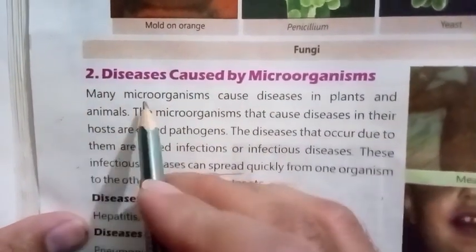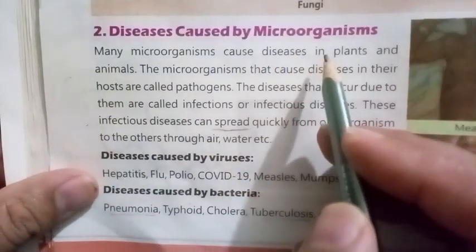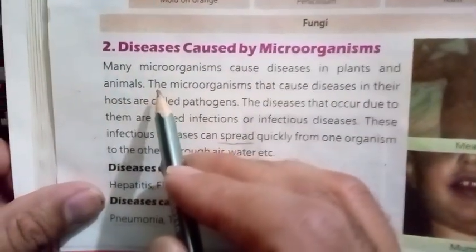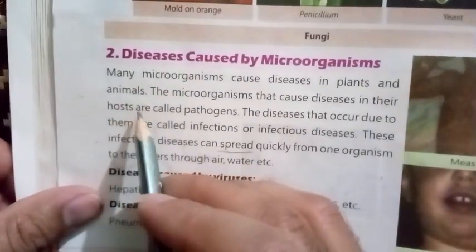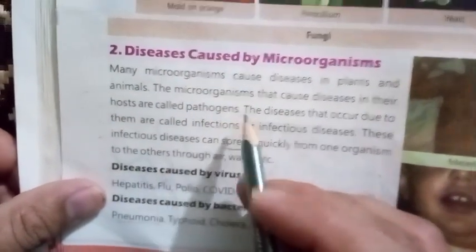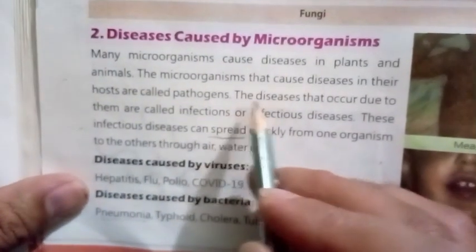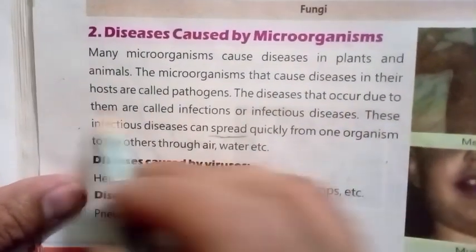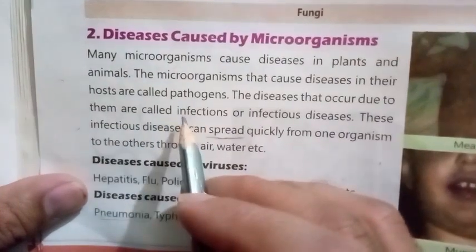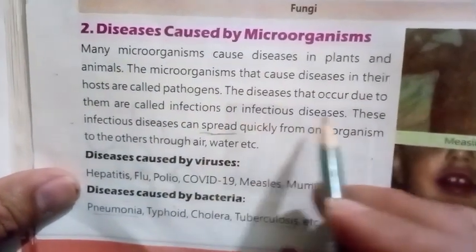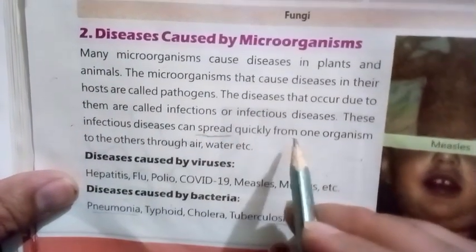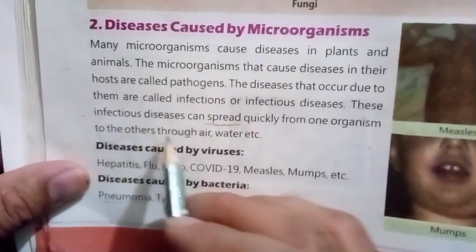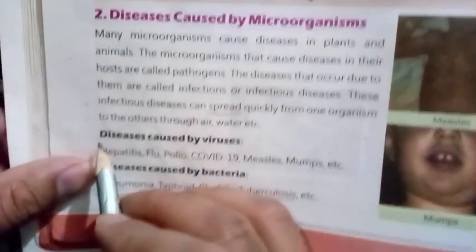Number 2. Diseases caused by microorganisms. Many microorganisms cause diseases in plants and animals. The microorganisms that cause diseases in their hosts are called pathogens. The diseases that occur due to them are called infections or infectious diseases. These infectious diseases can spread quickly from one organism to the others through air, water, etc.